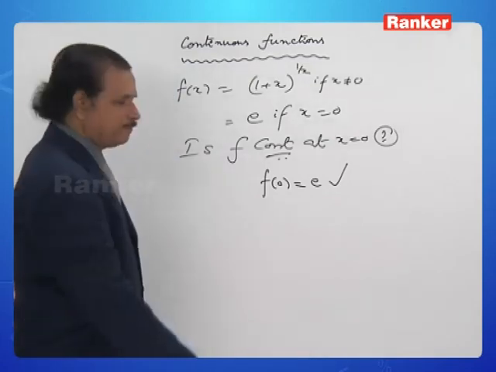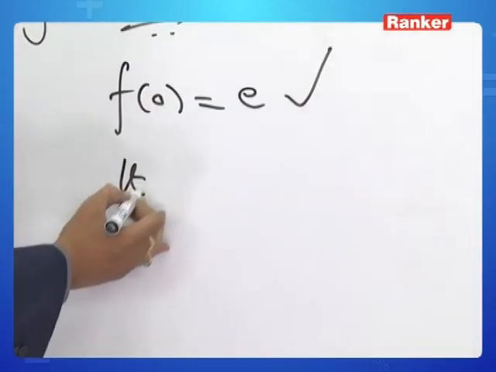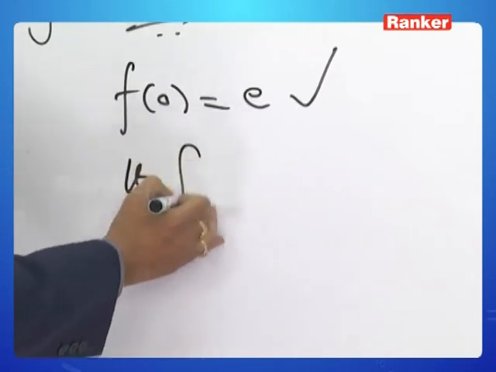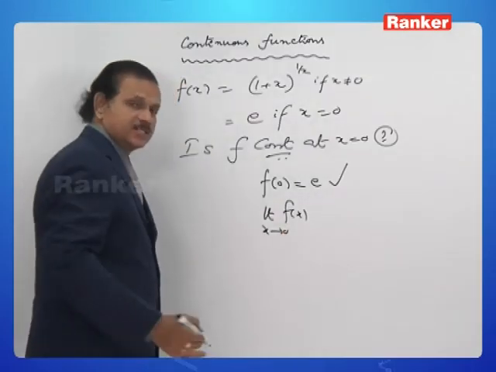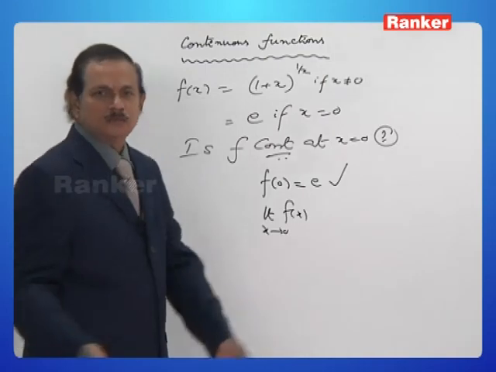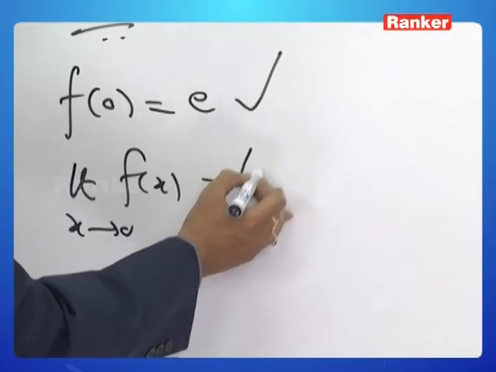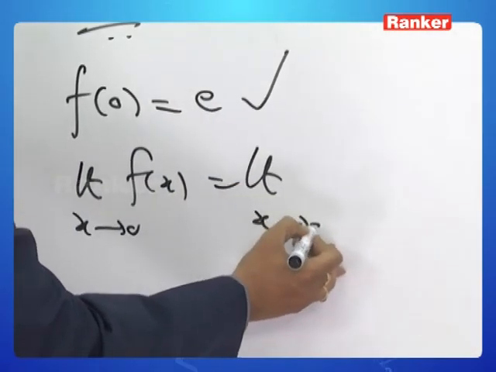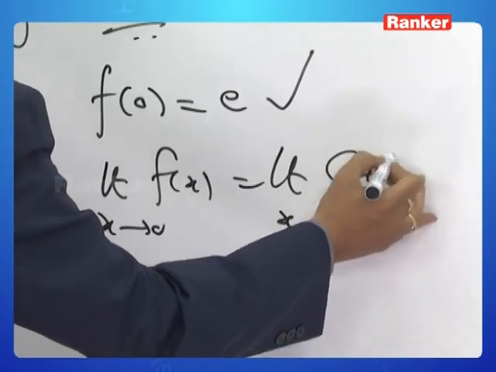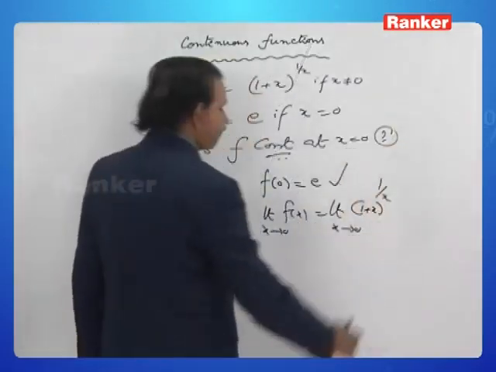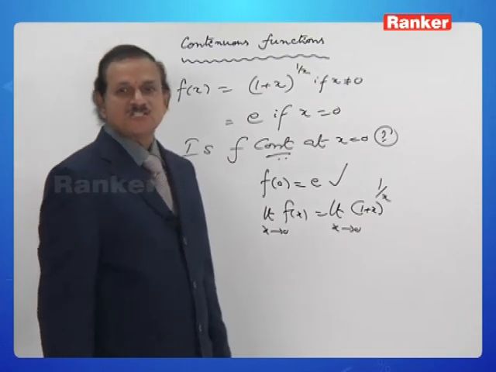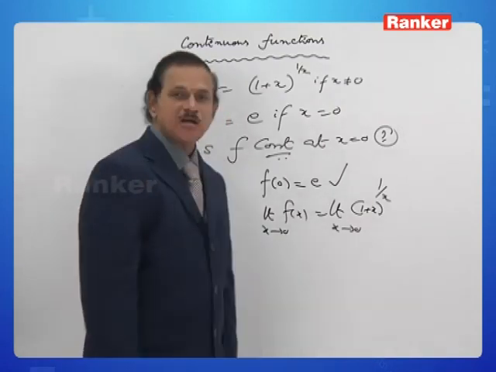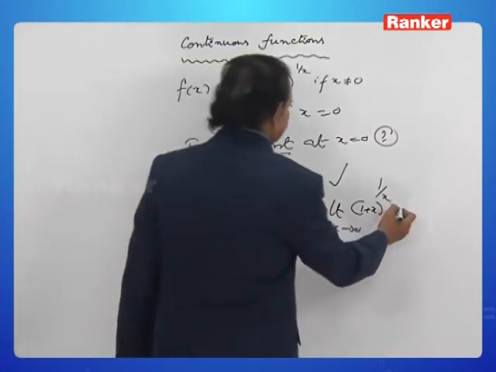Second one. What about the second one? Limit as x tends to 0 of f of x. What do you say about it? Does it exist or not? Let us see. We notice that it is one of the standard limits. It is equal to e.